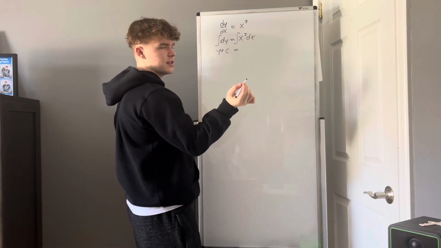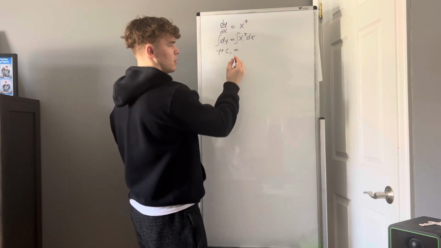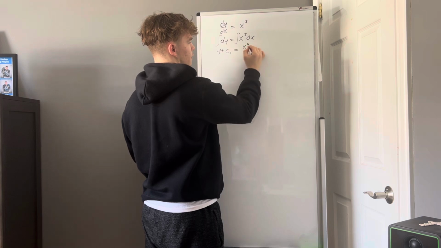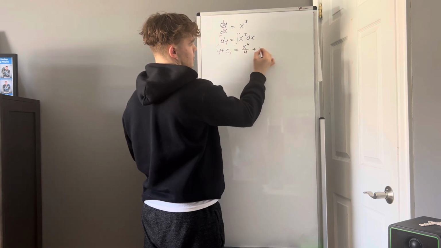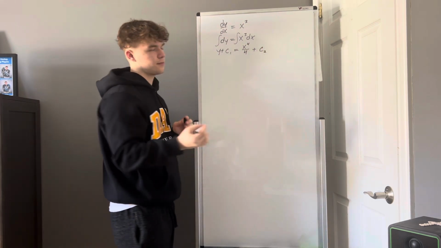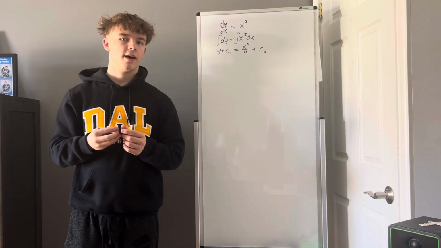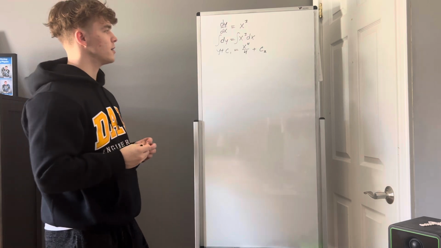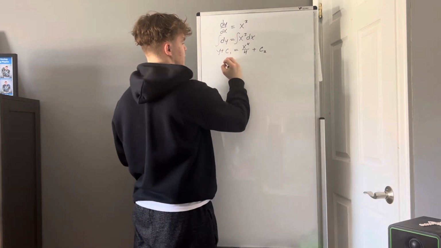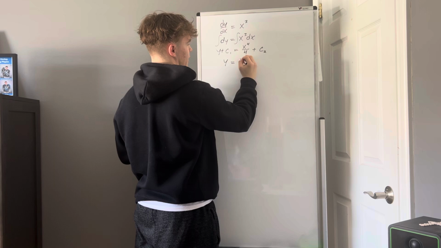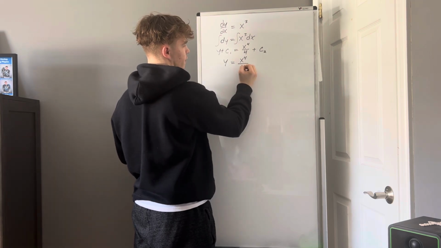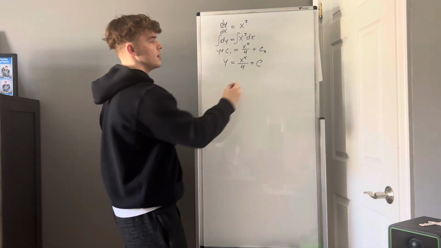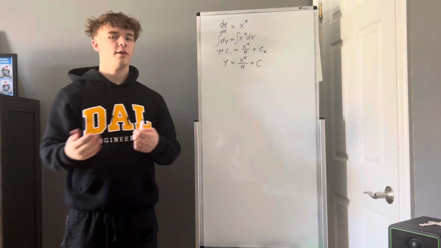But let's call this c1 since we have multiple integrals. Integral of x cubed is x to the 4 over 4 plus, we'll call this c2. Well, we want to solve for y, so let's minus c1 from each side. Now we get y equals x to the 4 over 4 plus, we'll call this our general c, where c is c2 minus c1. We don't have to specify that.